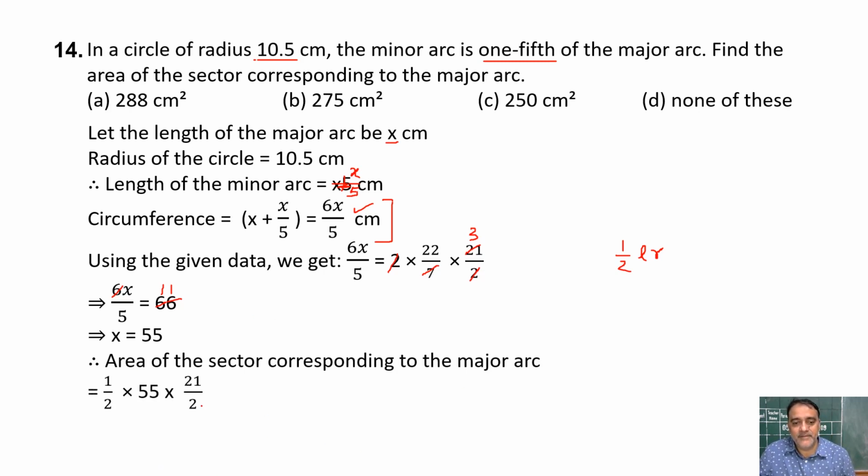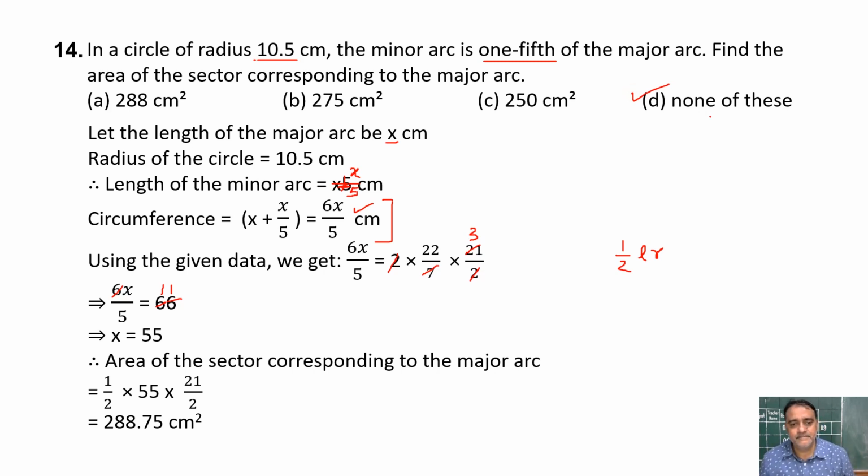Yes, sir. Okay. So यहाँ पे हम लोग कैंसिल तो कुछ नहीं हो रहा है, 55 into 21 divided by 4 करेंगे. So we'll get 288.375. So which option is the correct one? Option D. Clear? Any doubt in this question?